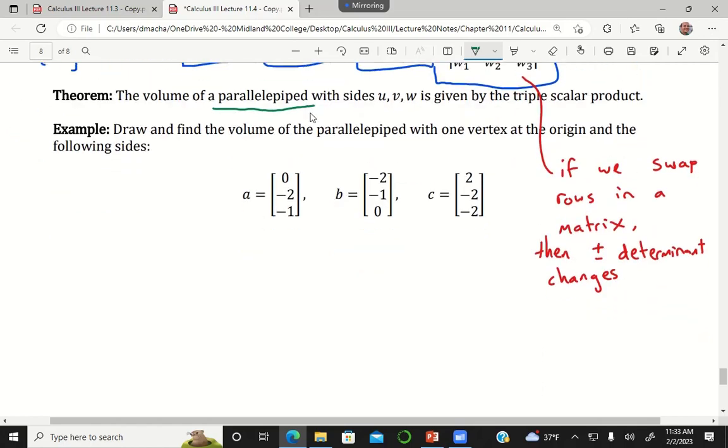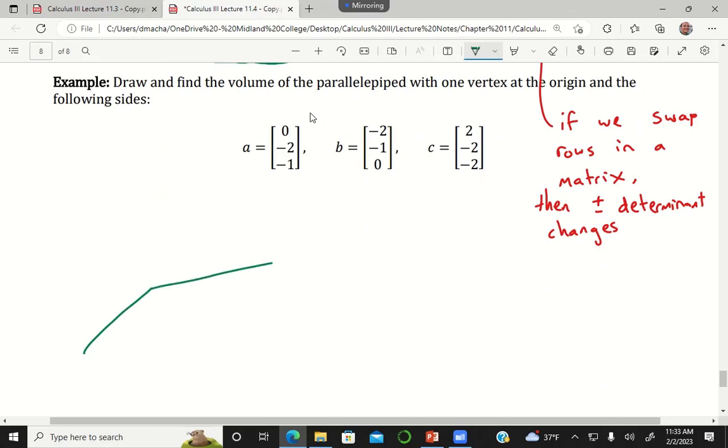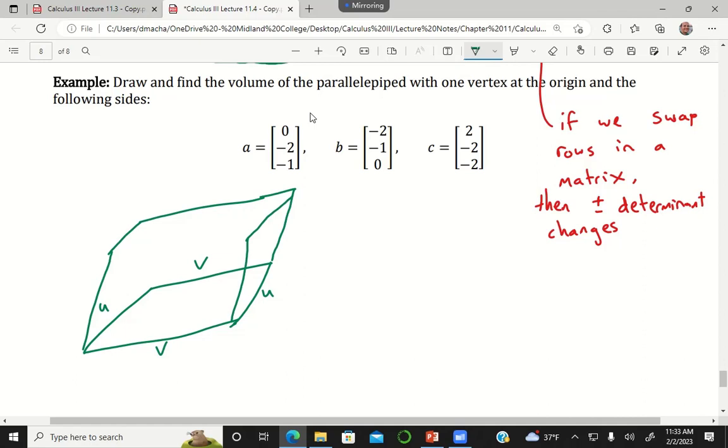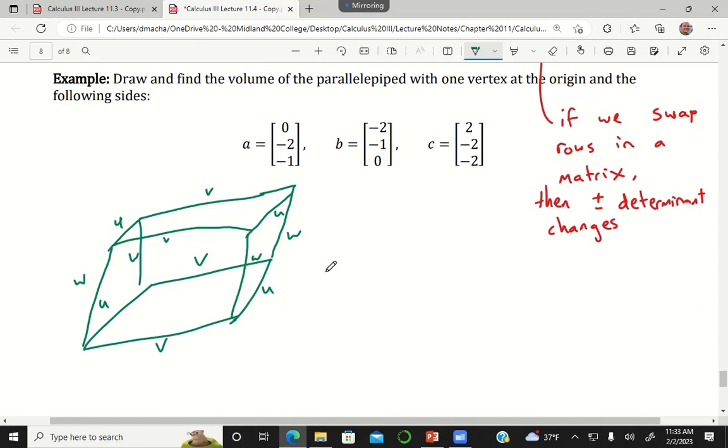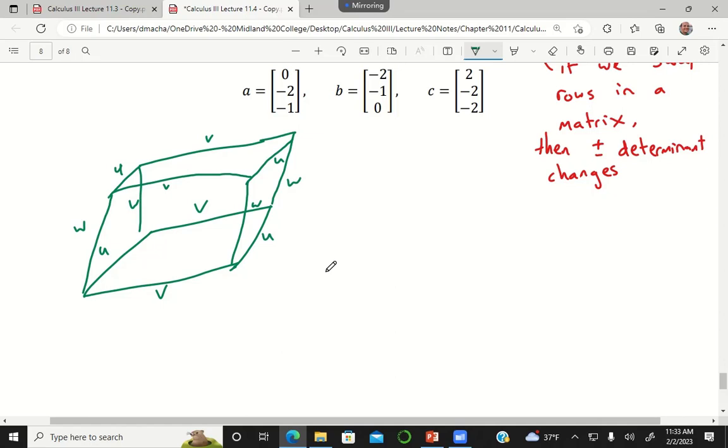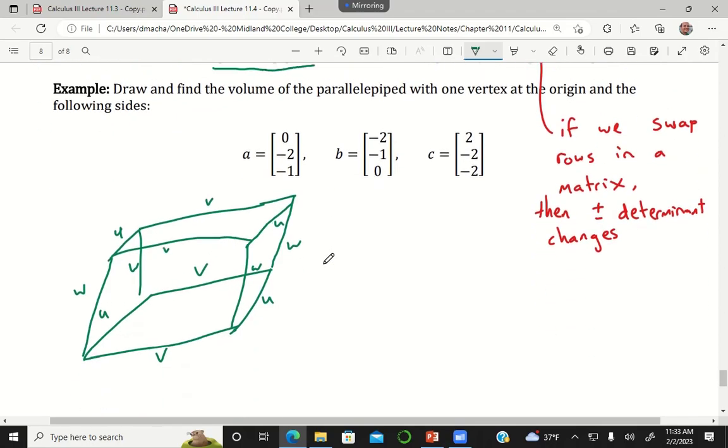So what is that? It's like if you have a parallelogram with sides u and v, and then you make it three-dimensional by throwing another vector in the mix. So this vector would be w. There we go. So it's a three-dimensional shape that has all the properties of a parallelogram. All of the sides of this three-dimensional object are parallelograms, and that's why we call it a parallelepiped.